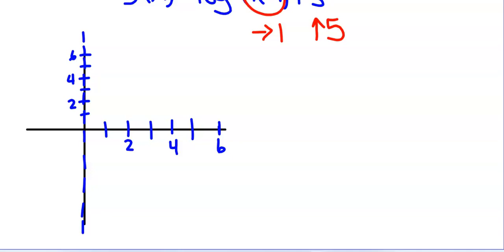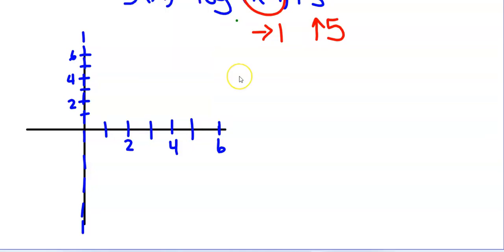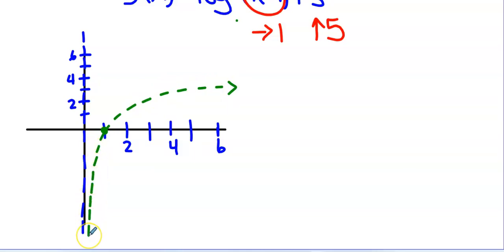So first off, we're going to do our parent function, which we already remembered. Goes through 1, 0. And with that, we're going to do our parent graph from there. And remember that graph does not touch the y-axis. Does not touch it because of the asymptote. Remember the asymptote is the line the graph does not touch.